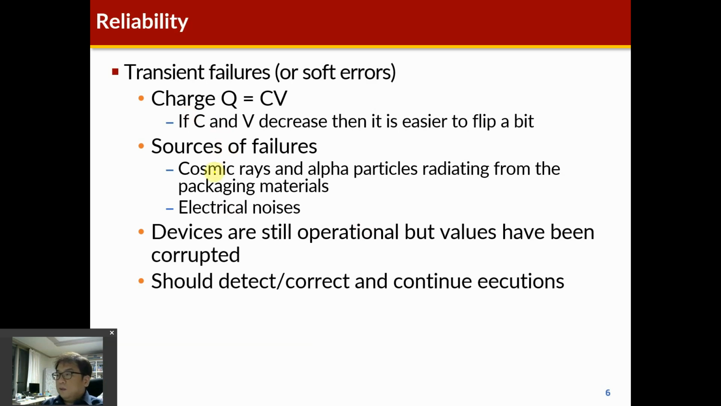It is also related to reliability: the reliability issue increases when the channel length of the CMOS circuit is reduced. Here is a source of failure: cosmic rays from space or alpha particles also from space. These are all sources of data failures. Also electrical noise, such as fluctuation of the supply voltage, can cause data errors in the CPUs.